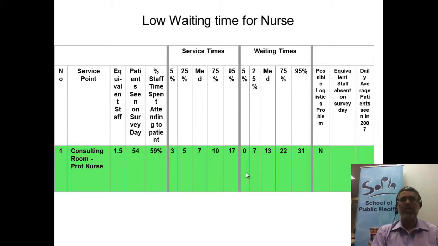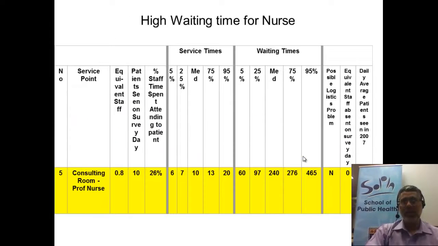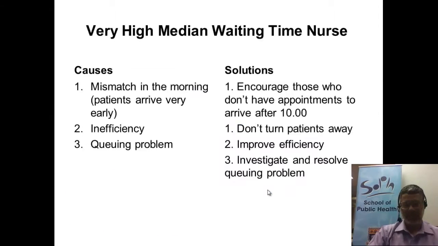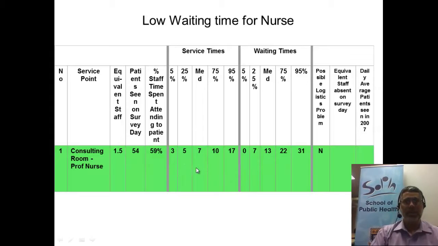So now let's look at another nurse station, and here we have a relatively low waiting time for the nurse. So again, 13 minutes on median, and 5% of them wait more than half an hour. Contrast that to the previous one, where they were waiting more than 4 hours on median, and you see the huge difference there. So then why should there be low waiting times here? Let's go and investigate and see.